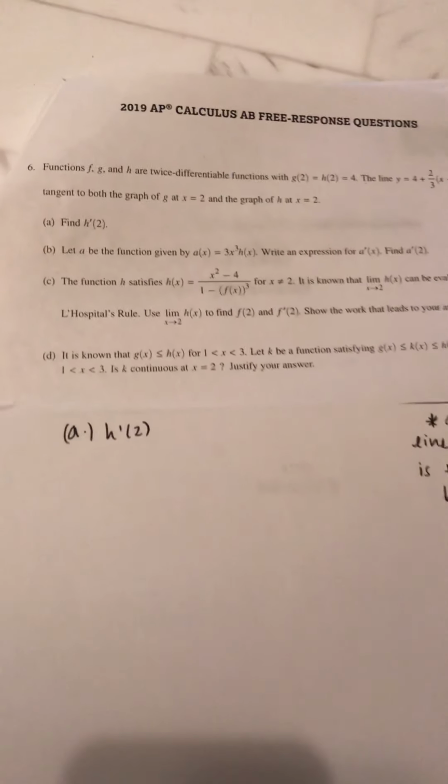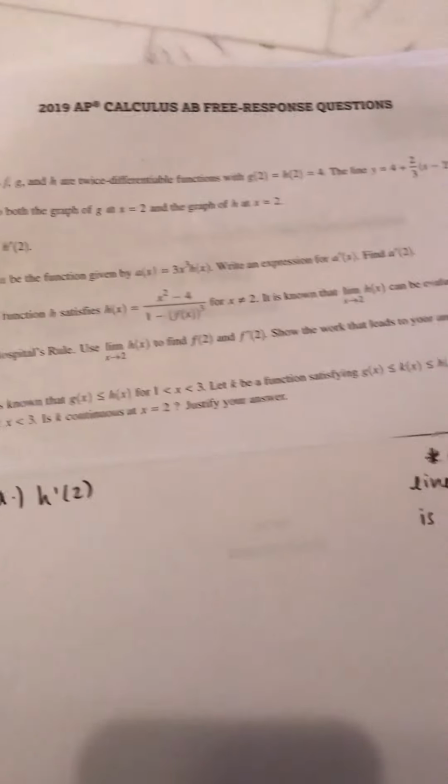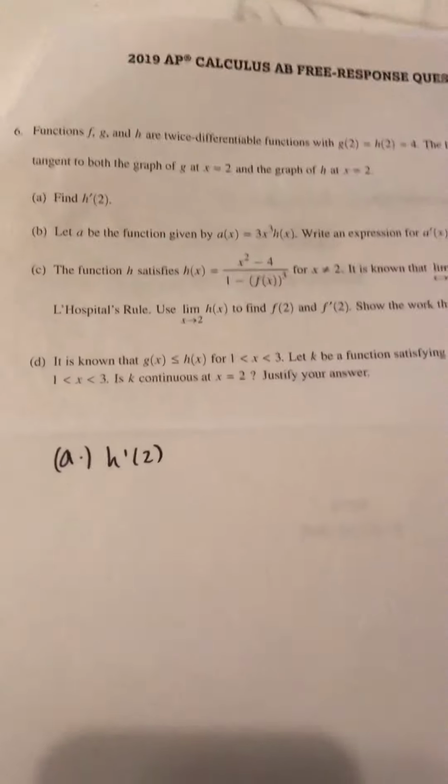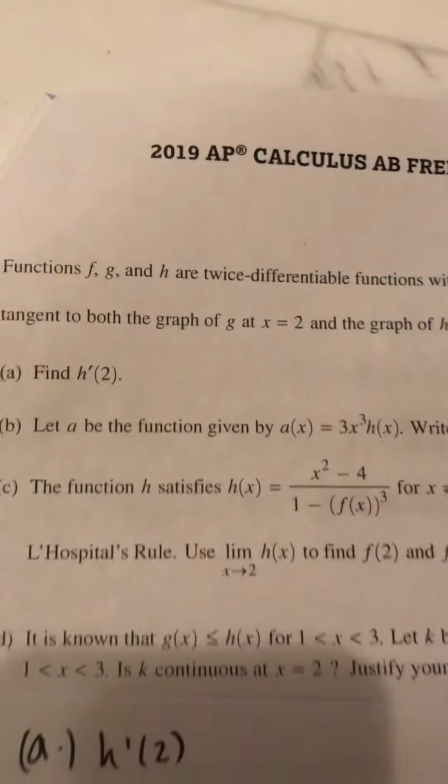Hey guys, so this is number 6, the final question of the free response AP Calculus 2019 test. By the way, this is the first time I ever do this, so I do apologize for the bad quality. Anyway, you are given this, and the first part is telling you to find h prime of 2. So I just wrote some stuff down on my paper there.